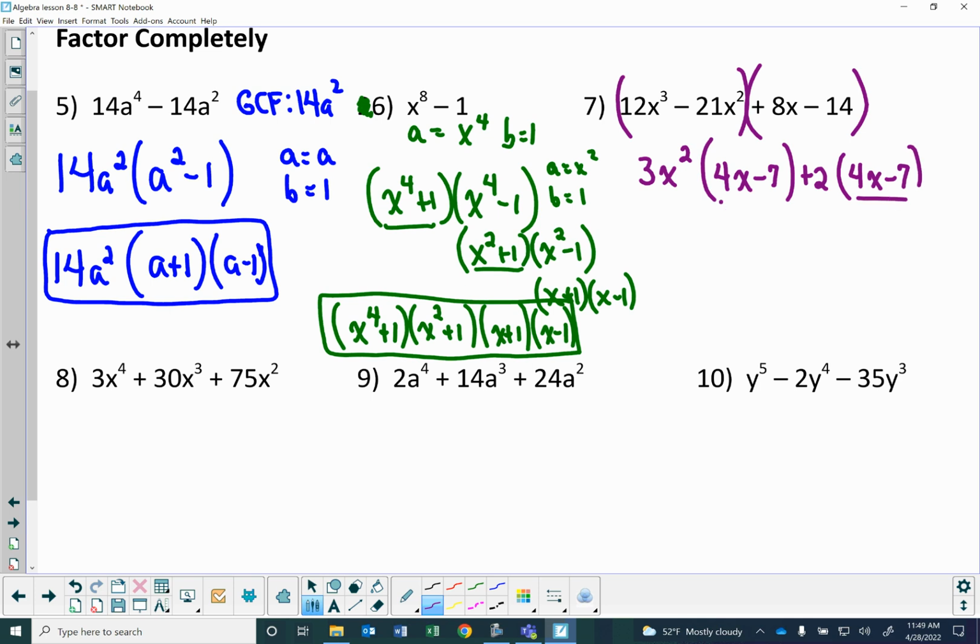So my common term is 4x minus 7. And what is left over is 3x squared plus 2. Neither one of those will factor again, so I am done.